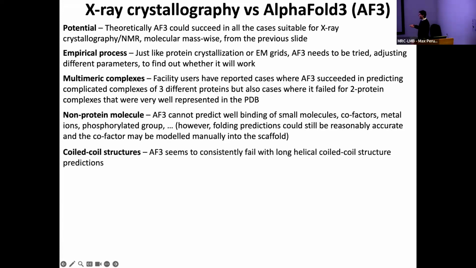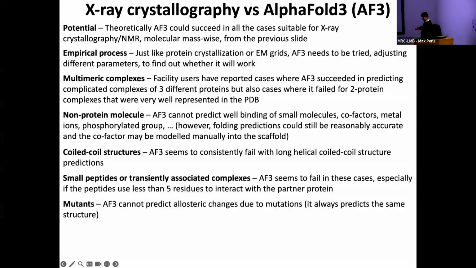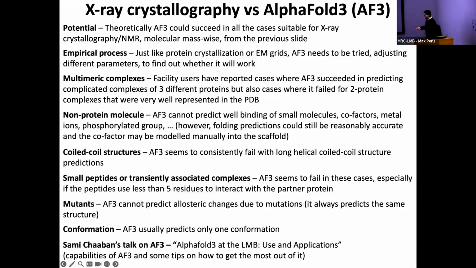Coiled-coil structures also seem to be a problem, so you might want to try to crystallize them. Very small peptides also don't work very well, so you might need to crystallize them. Mutants, of course, AlphaFold will always show the same conformation. Yeah, that's the problem. However, Sam is going to give a talk on AlphaFold, which I encourage you to go to, because he's going to have very good tips on how to get the best out of it. It is very useful. Like all techniques, it doesn't do everything, but it does many things.